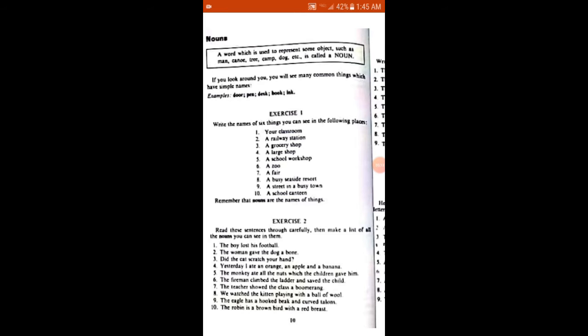A fair, a busy seaside resort, a street in a busy town, a school canteen. These are very common things. You can observe these and write 6 things, write the names of 6 things. You have to do this exercise in your English grammar copy. Firstly, make the title page and put the date and index, mention your name, class, section, subject. After that, start the work.